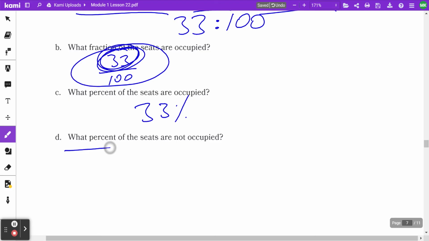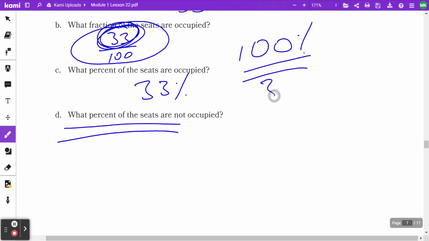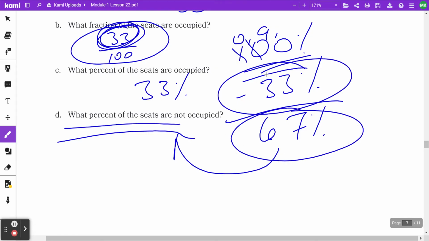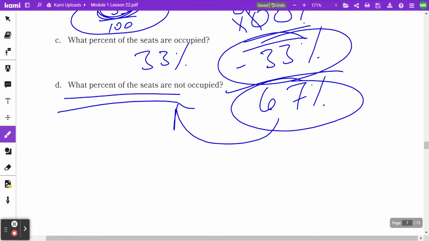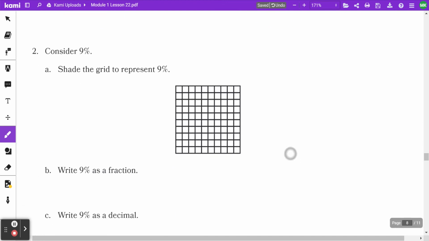And then they ask, what seats are not occupied? What percentage? Well, if 100% represents all seats and 33% are occupied, all we have to do is subtract, and we find out that 67% are not occupied. These two have to add to 100% so that we can account for all seats.